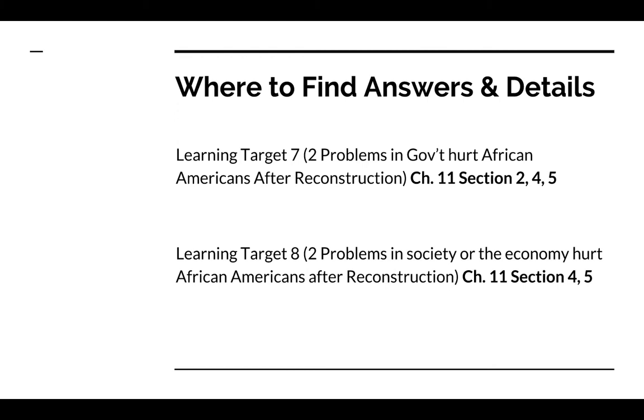For Learning Target 7, the subsection titled African Americans Lose Ground under Redeemer Government, there's a lot of good answers and details in that subsection. You could talk about Jim Crow laws, Plessy versus Ferguson, poll tax, or black codes. For Learning Target 8, in terms of the society or the economy, you could talk about the terror groups like the Ku Klux Klan. You could talk about, in addressing the economy, sharecropping. You could also address segregation in this answer.